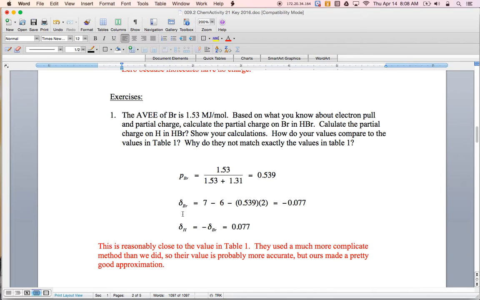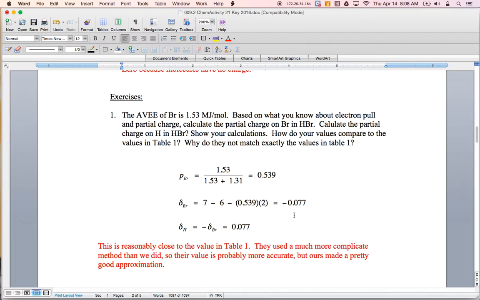So the partial charge on bromine is the positive 7, which is the core charge on bromine, minus the 6 electrons that bromine has to itself in the Lewis structure, minus 53.9% of the 2 electrons that bromine shares, or a -0.077.